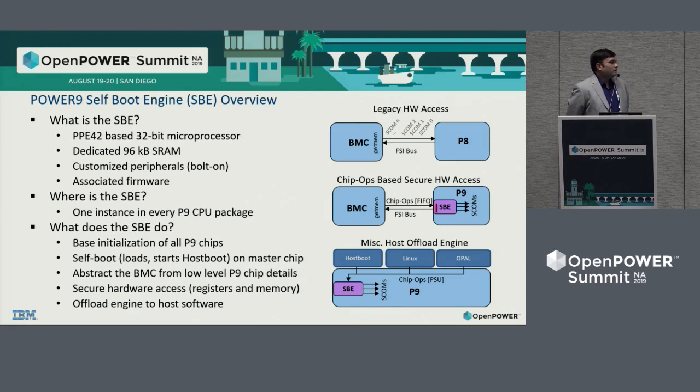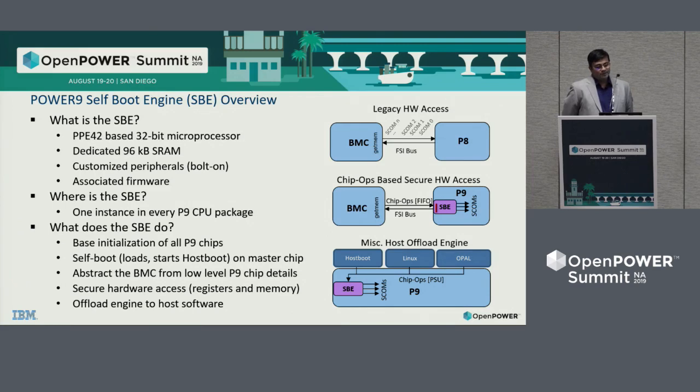What does it do at a high level? It does the base initialization of all the Power9 chips. This is what was done in Power 8 as well, but you can see the bullets that have come up after Power 8 in Power 9. Loading host boot also has something called self-boot, and that's only on the master chip. The first two bullets are what the SBE did on a P8 box. But on the P9 box, it abstracts the BMC from low-level chip details. So we've come up with a concept called chip operations, nicknamed chip ops.